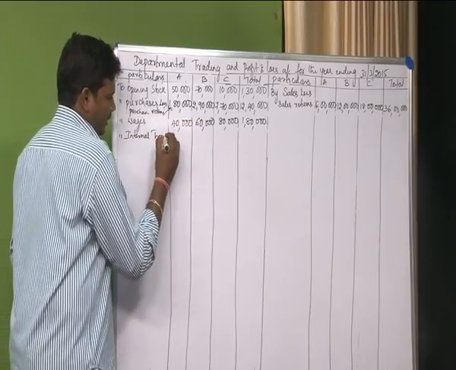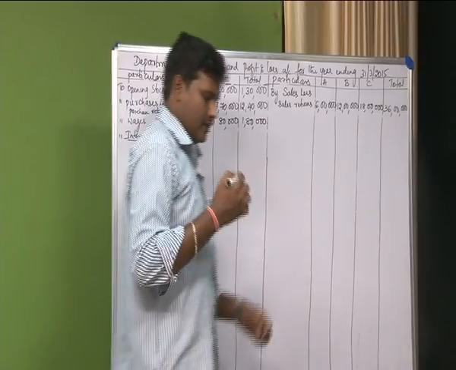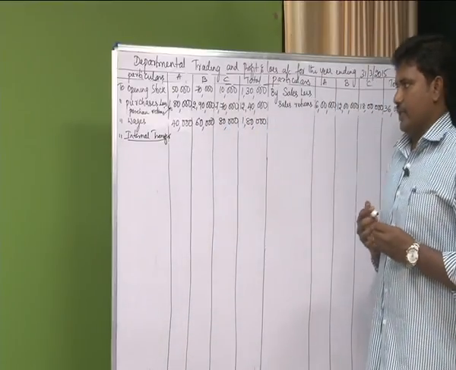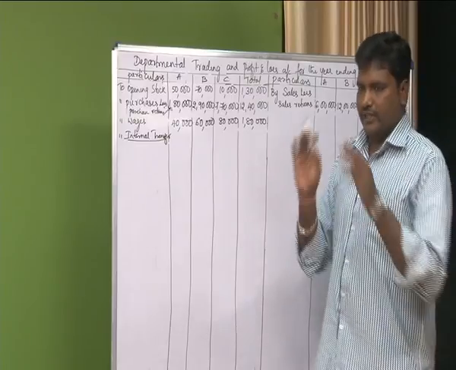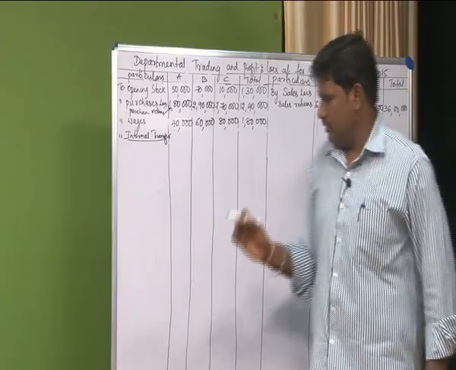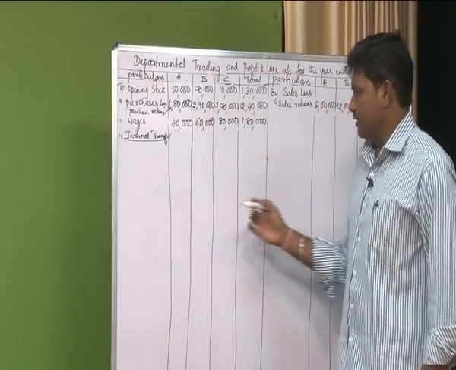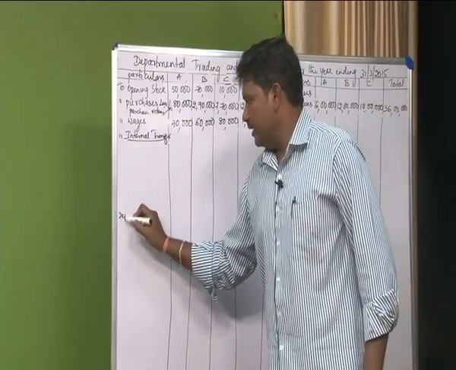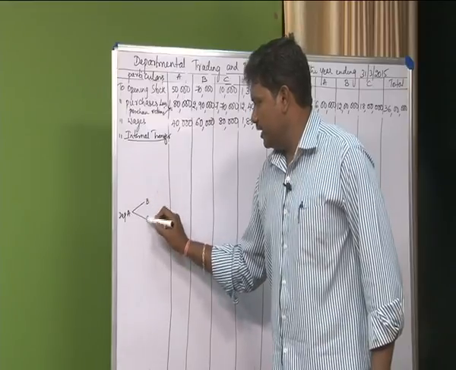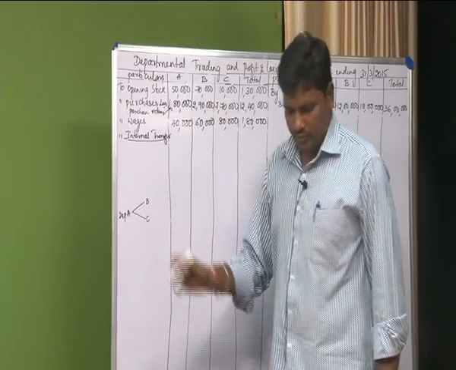Internal transfer is the transfer of goods from one department to another department. Now I will make clear the calculation we did at the beginning of the class. As given, department A transfers goods to department B and department C.